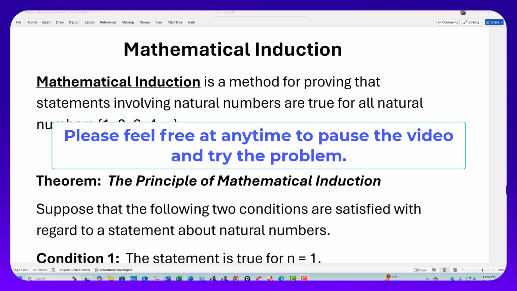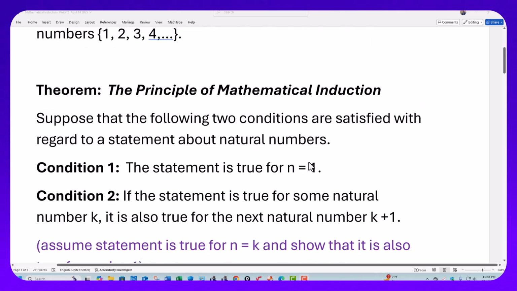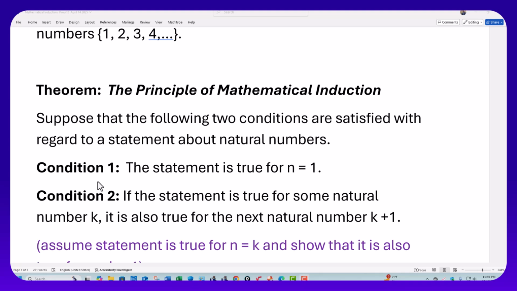In this video, we have a little bit more on mathematical induction. So let me go over this thing again. Mathematical induction is a method for proving that statements involving natural numbers are true for all natural numbers, 1, 2, 3, and so on. The principle of mathematical induction states this. Suppose that the following two conditions are satisfied with regard to a statement about natural numbers. Condition 1, the statement is true for n equal 1.